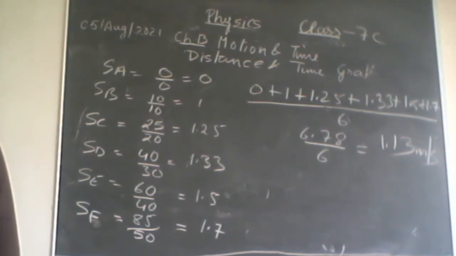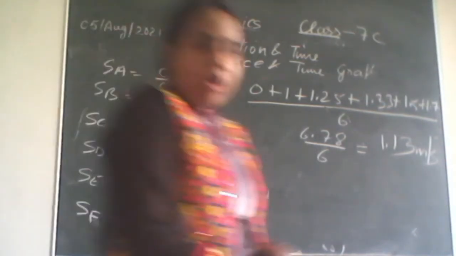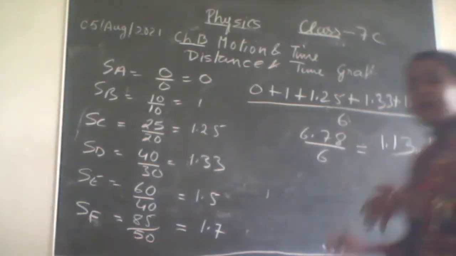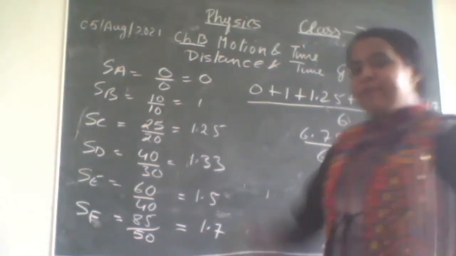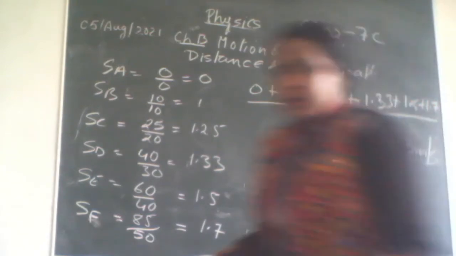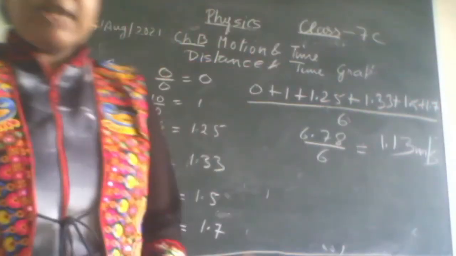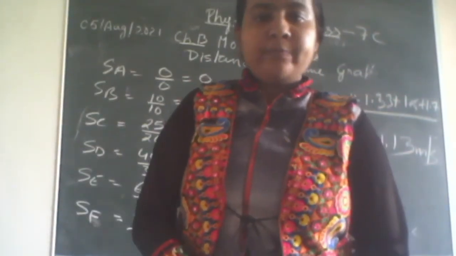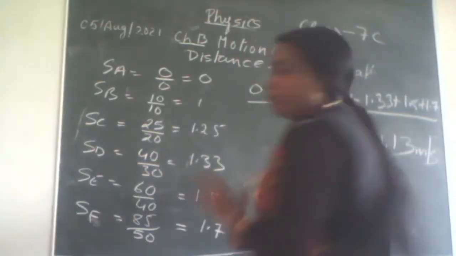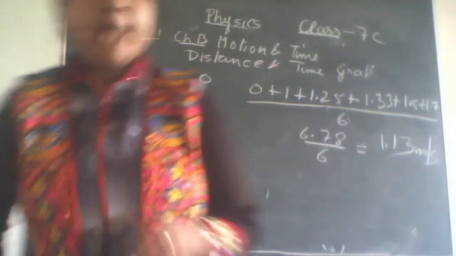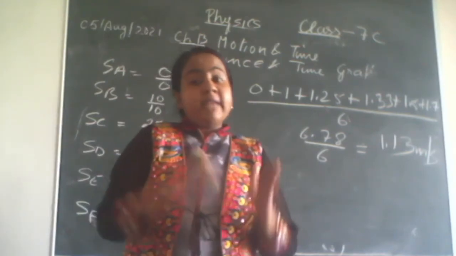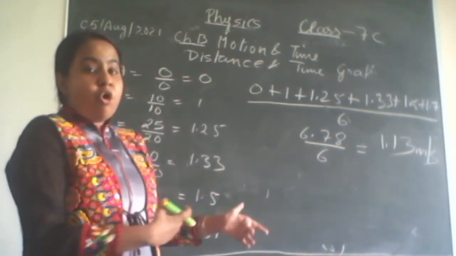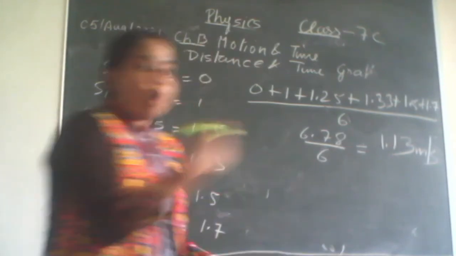So if the question is asking what's the speed of the body and the body is non-uniform. If the body is uniform, well and good, no problem. At any point you will get the answer. Take any point and you will get the answer. But if the body is non-uniform, then you have to do this calculation. Am I clear? One more thing. This calculation will also help you to know which body was faster and which body was slower.